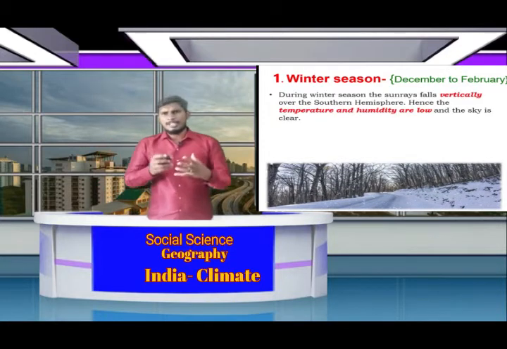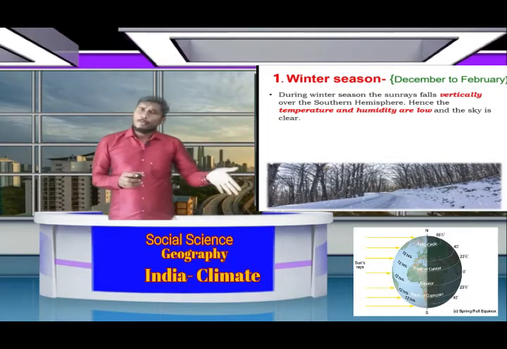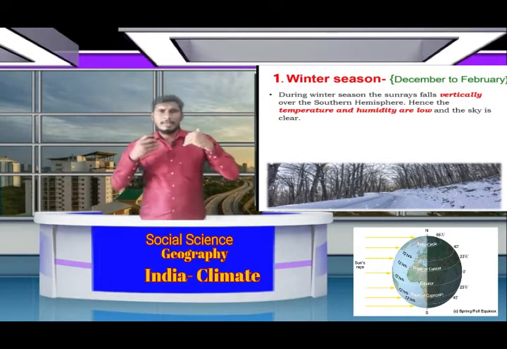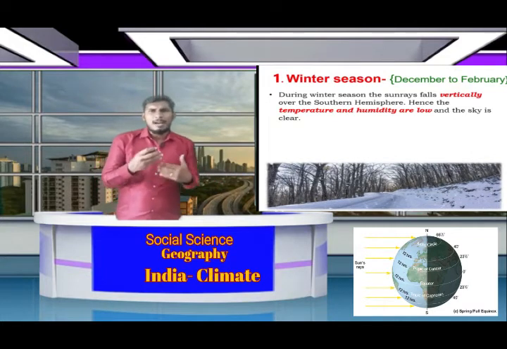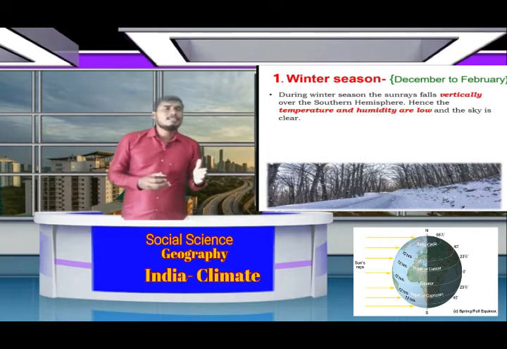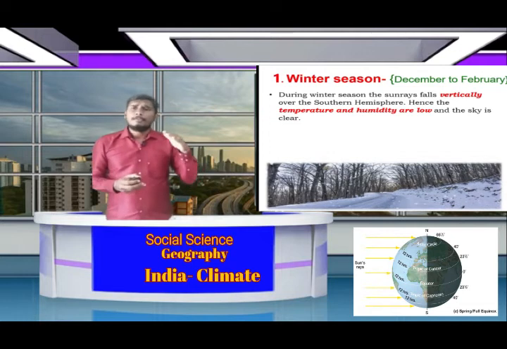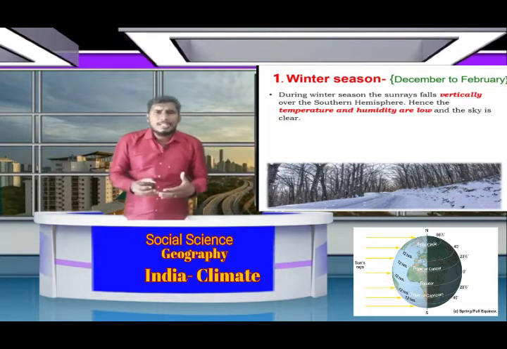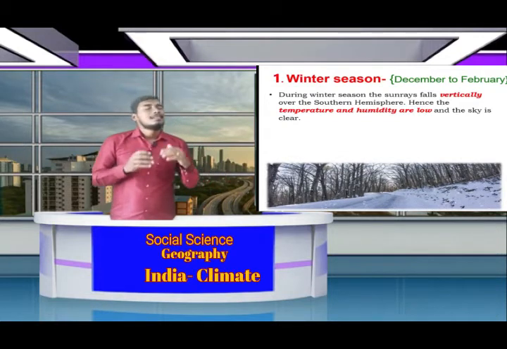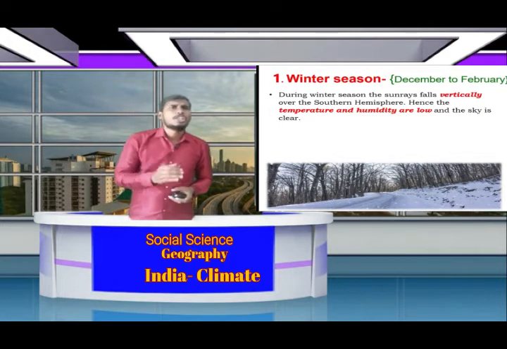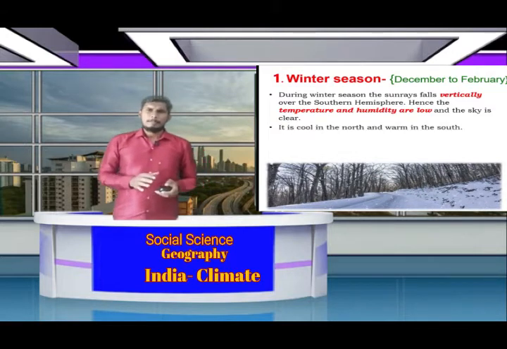The reason for the winter season is that during winter, the sun's rays fall vertically over the southern hemisphere. You can see it in the picture. It is falling vertically. Hence the temperature and the humidity are low and the sky is clear. So when the temperature and the humidity are low, we feel the winter season.